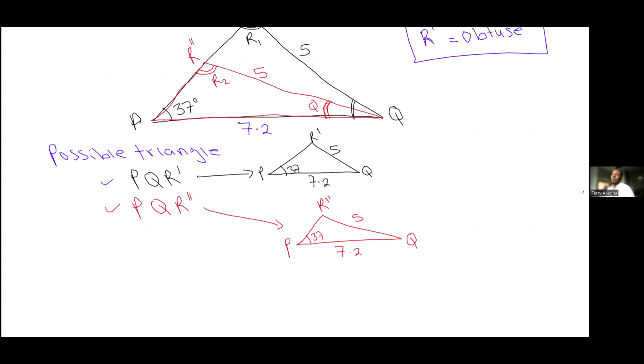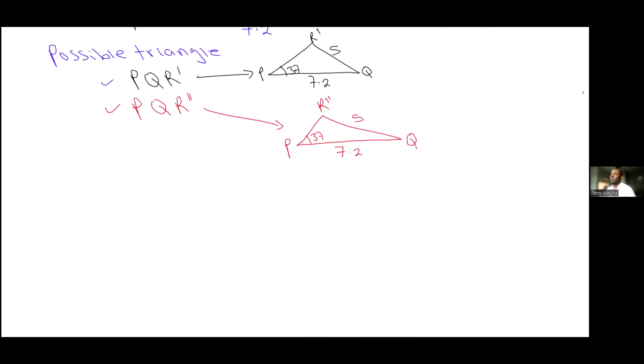All right. So I'm going to start with triangle PQR double prime. We're going to start with the red one. So we can now say sine R divided by R will be equal to sine P divided by P.